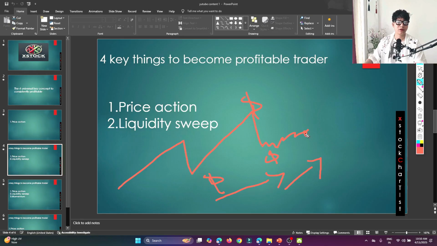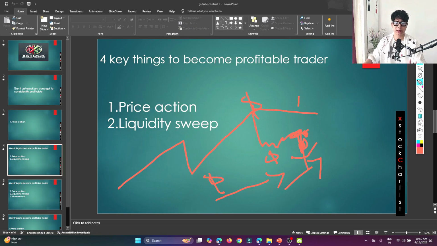So what you need to do is, suppose New York opens here. You have to wait for the sweep of this liquidity or this liquidity. That means you need to wait for the market to fuel up. So now you don't buy here or sell here. Never. You don't do that. The market opens here, you don't buy or sell here. You wait for the sweep of liquidity. That means you have to wait for the price to fuel down.